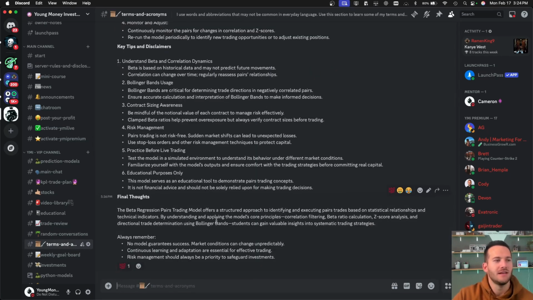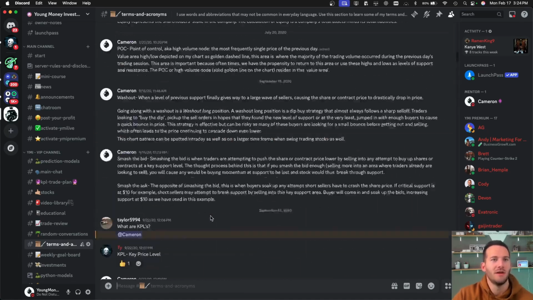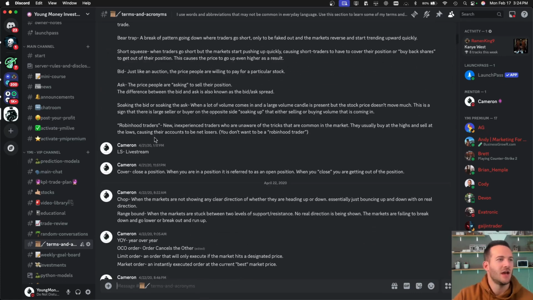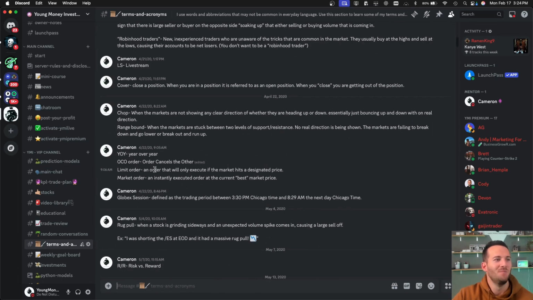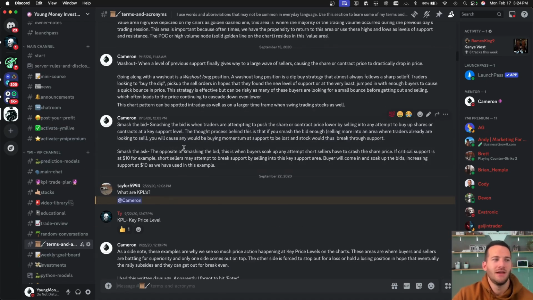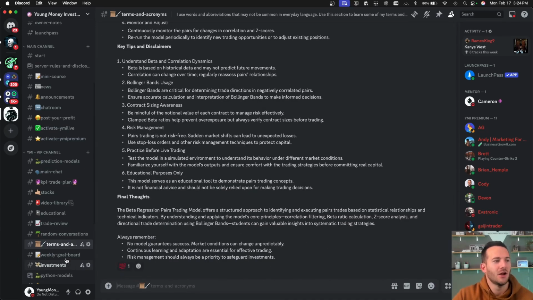Terms and acronyms, I highly recommend reading through all of this. There's not too much. We could scroll all the way back to 5 years ago into 2020. There's not too much, but you do want to understand some of these basic terms. What is the bid? What is the ask? What is the short squeeze? What is YOY, OCO? What are limit orders? All of this stuff is extremely basic to start understanding, right? What are KPLs? What are key price levels? This is a great section in here.